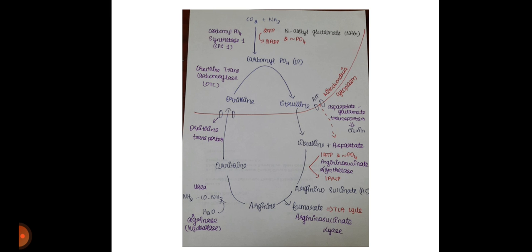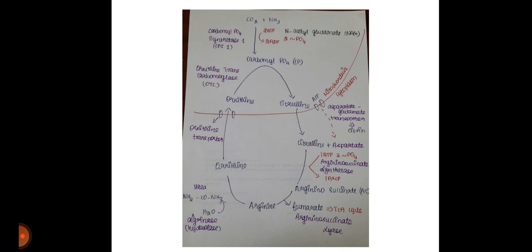So coming on to the flow chart of urea cycle. First, as I said earlier, it takes place in mitochondria and cytoplasm. So first in mitochondria, there are two steps. First step is the carbon dioxide combines with ammonia to form carbamyl phosphate. The enzyme used over here is carbamyl phosphate synthetase 1. The short form is CPS1.